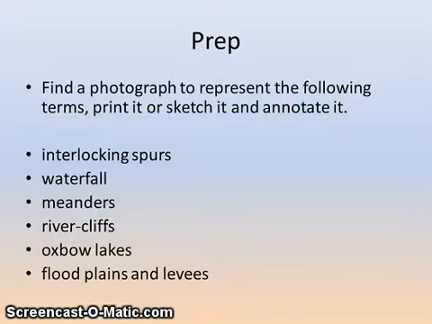And finally, this is something that you need to research yourself. Find a photograph which you could print out, or you could sketch it into your book. You need to find pictures of interlocking spurs, a waterfall, a meander, a river cliff, an oxbow lake, floodplains and levees. You can probably find them on the same one. For each one you need to sketch it into your book, or print off and paste a picture into your book, and then you need to annotate it to show where these features are on it.